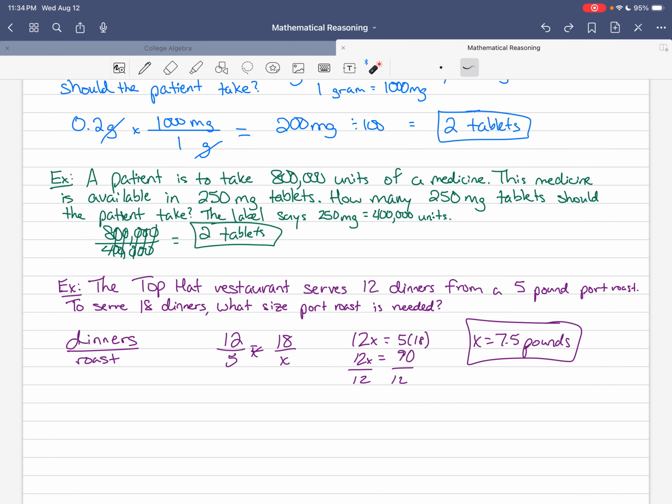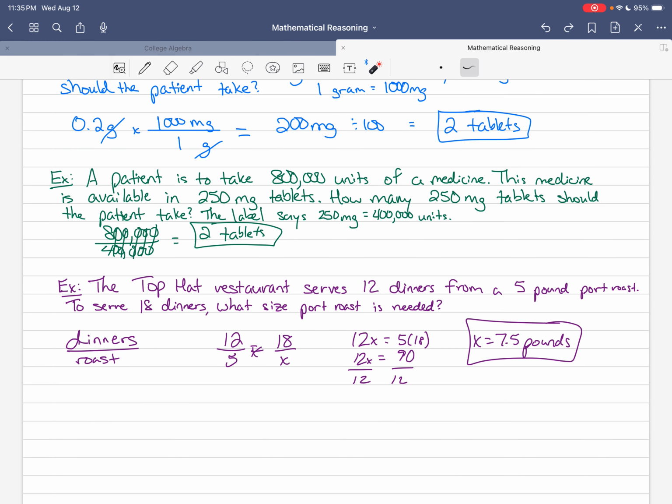All right, last example here. The Top Hat restaurant serves 12 dinners from a 5-pound pork roast. To serve 18 dinners, what size pork roast is needed? So for 5 pounds, they get 12 dinners, but they need 18 dinners. So we've got to figure out what size they need.